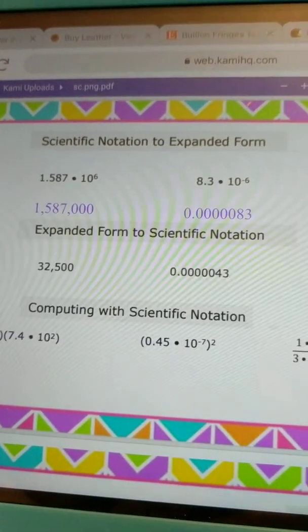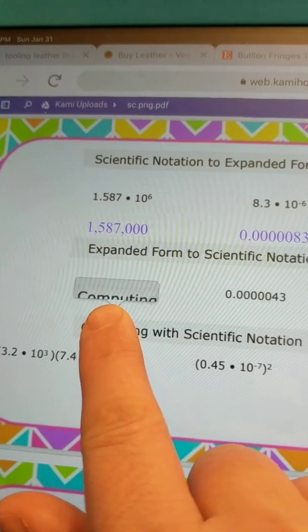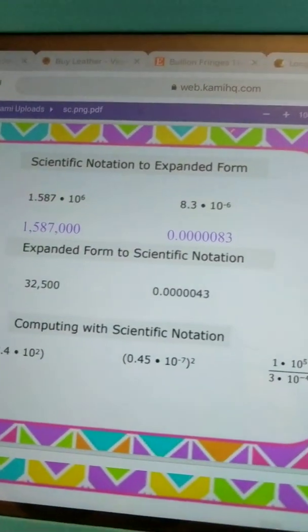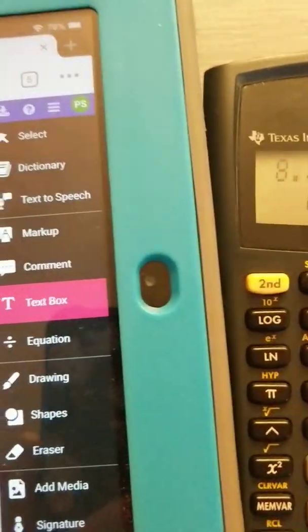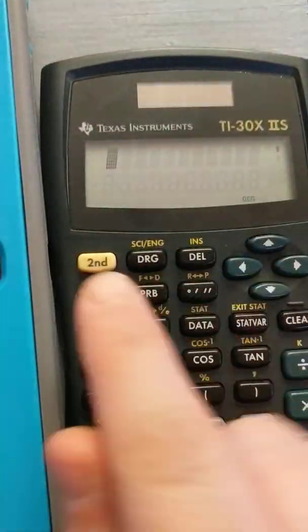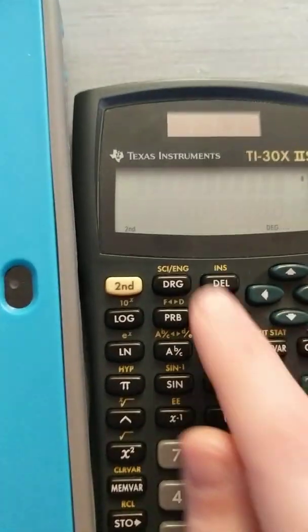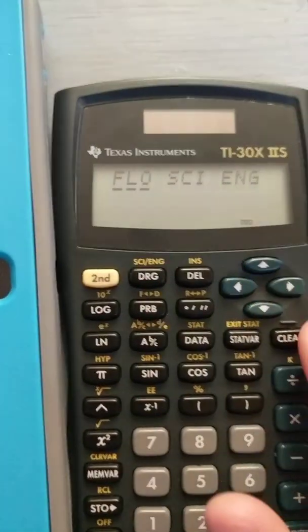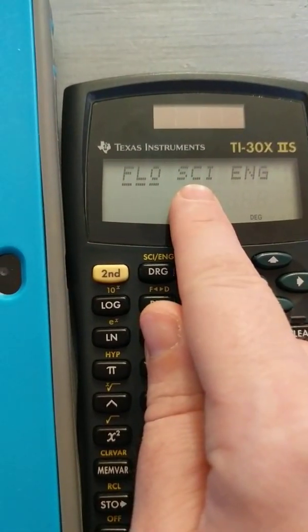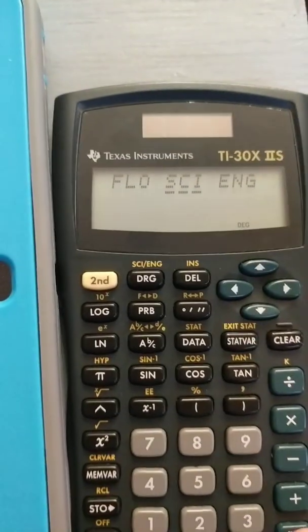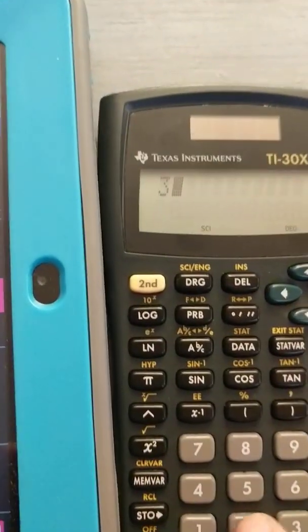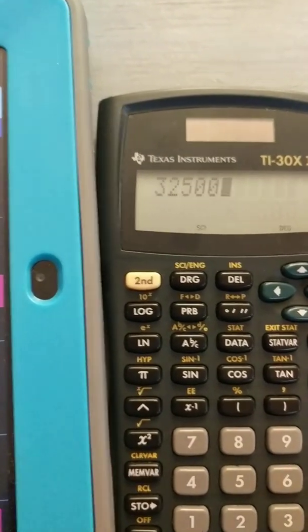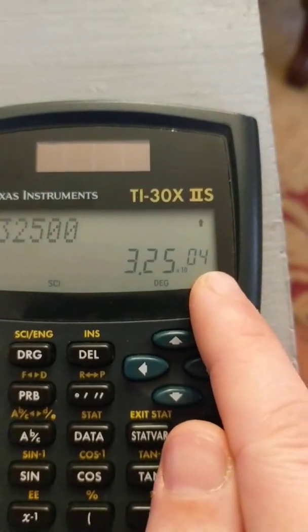Now it's wanting you to take it from expanded form, which is this, and turn it back into this up here. Okay, put it back into scientific notation. To do that, go on your calculator and push your second button and then this DRG, and where it says SCI, you want to push over to that, and this puts your calculator into scientific notation form. So then you push in your number, 32,500, and push enter. This right here is giving you this number in scientific notation.